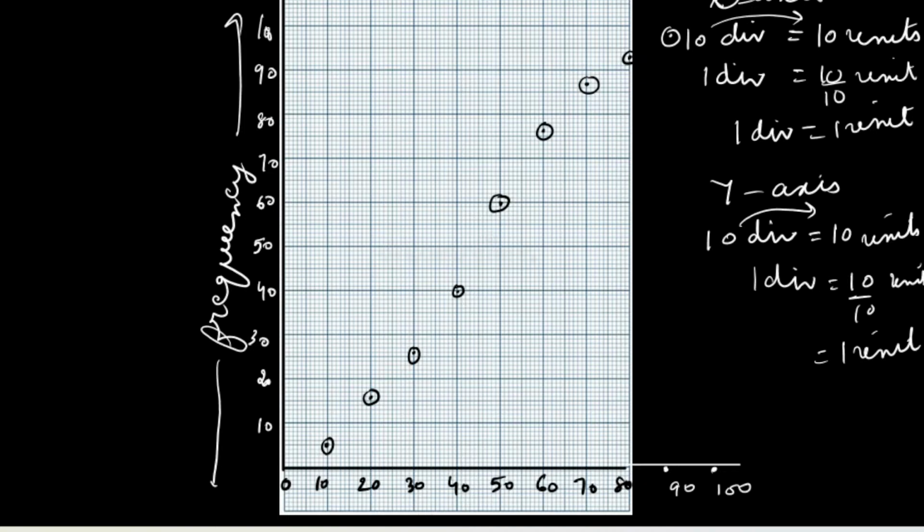Okay, so now it's a freehand curve. All the points are plotted. Ogive is a freehand curve. We are drawing an ogive, so with a scale you don't have to join. Just join all the points without a scale. So I'm just joining. You just join with the freehand. So the graph is like this.